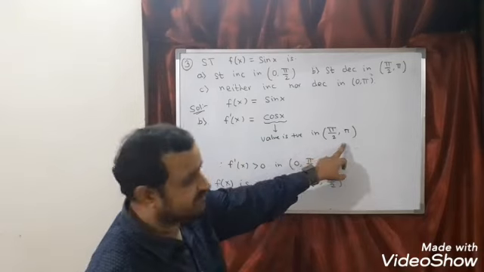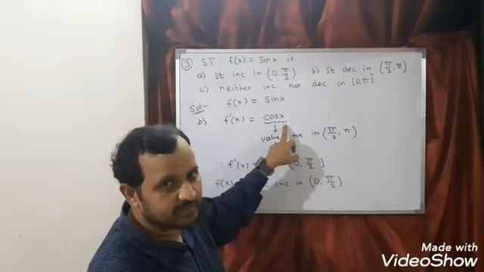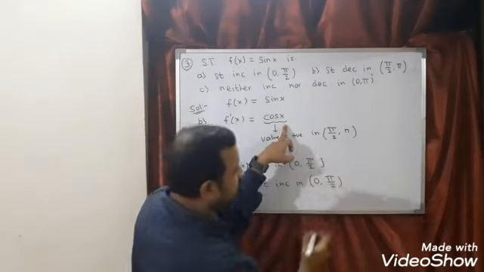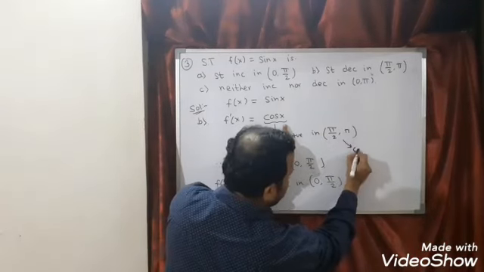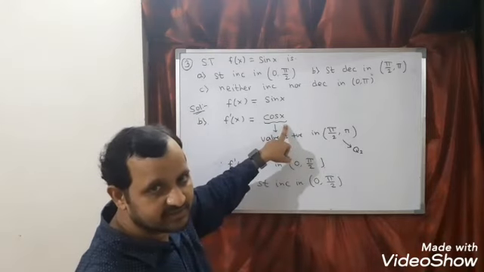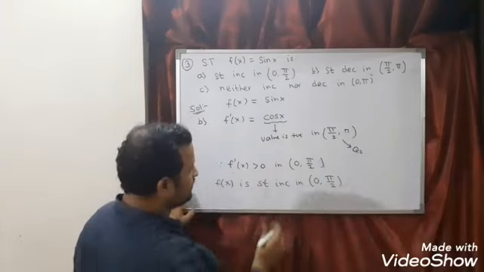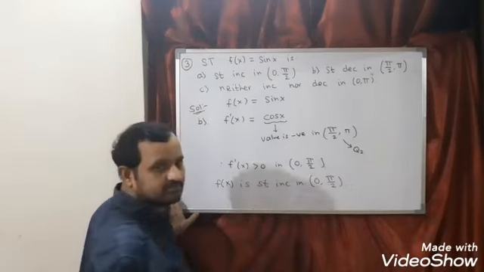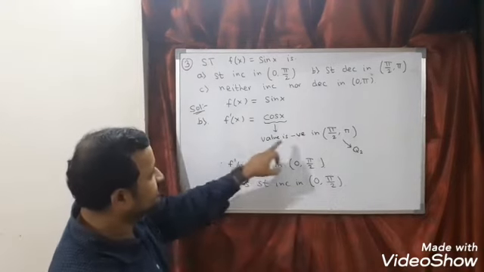Now in this interval, tell me cos value is positive or negative. Pi by 2 to pi, which quadrant? I can say this belongs to the second quadrant. In the second quadrant, cos x value is positive or negative? Negative. So I can say value is negative. So f dash x is negative.